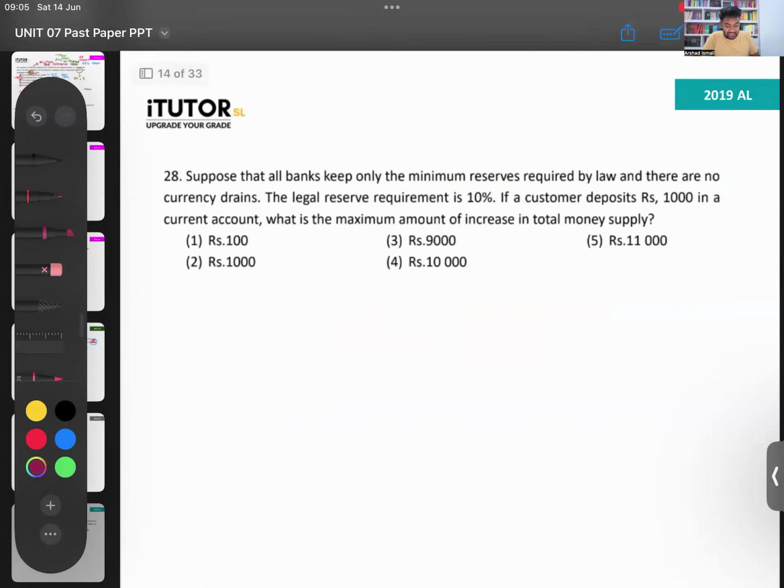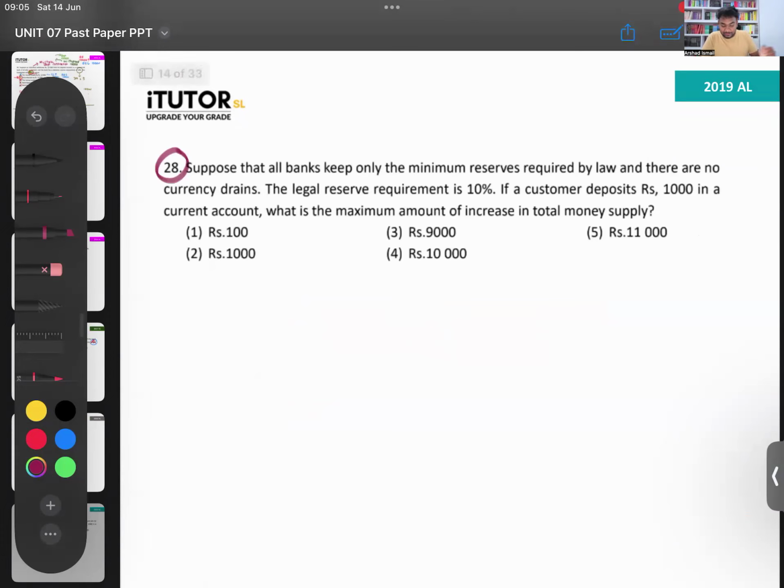2019 is saying, suppose that all banks keep only the minimum reserve required by law and there are no currency drains. The legal reserve requirement is 10%. If a customer deposits 1,000 in a current account, what is the maximum amount of increase in total money supply?